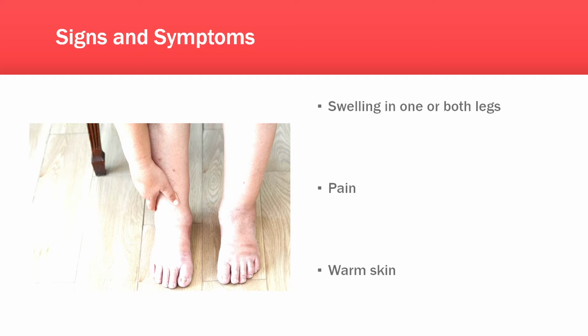So what are the symptoms? How can we identify DVT? Unfortunately, about 50% of the time, it occurs without symptoms. But when they do occur, they may include swelling in one or both of the legs. The patient may feel pain. Their skin may feel warm, or there may be some discoloration, bluish or reddish, of the skin.